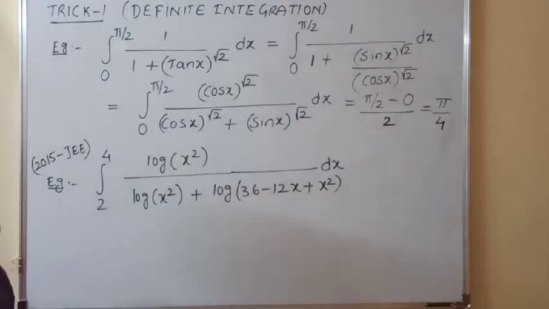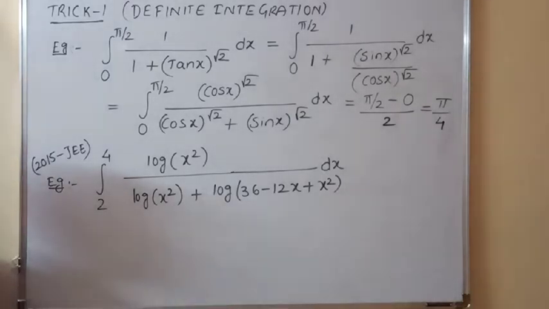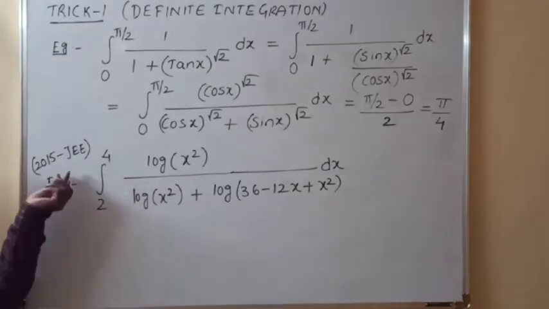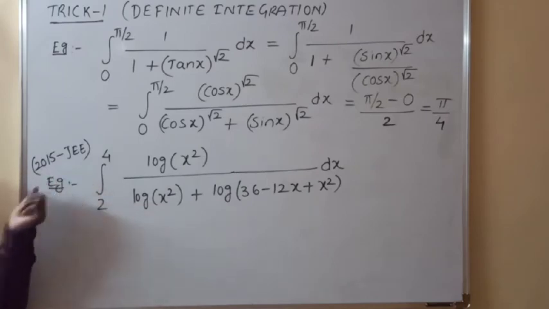So that was the answer. Next, look at the next problem: integral 2 to 4, log of x square by log of x square plus log of (36 minus 12x plus x square), into dx. This is a JEE 2015 problem.